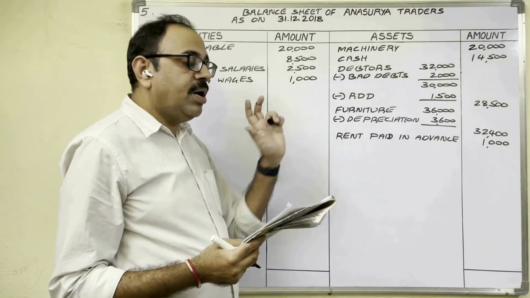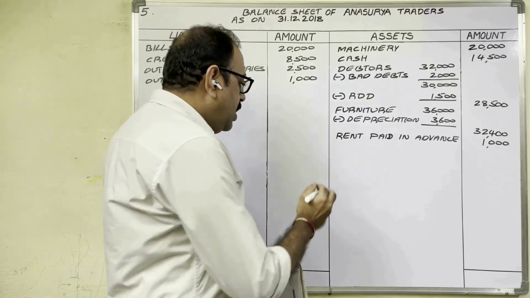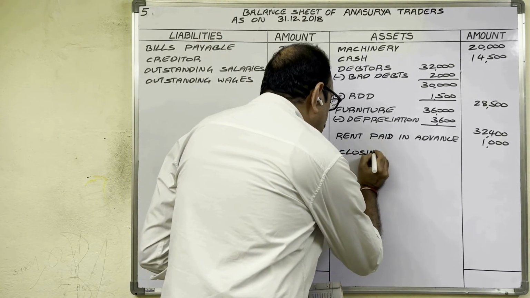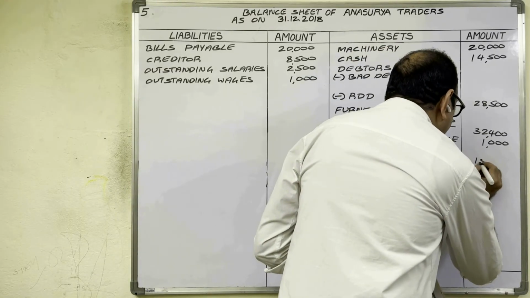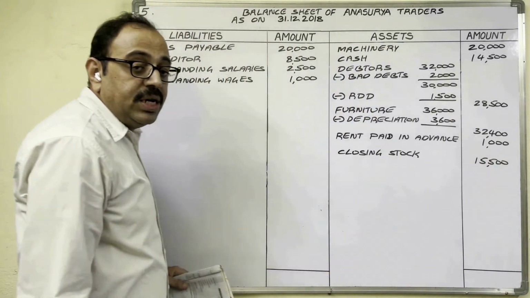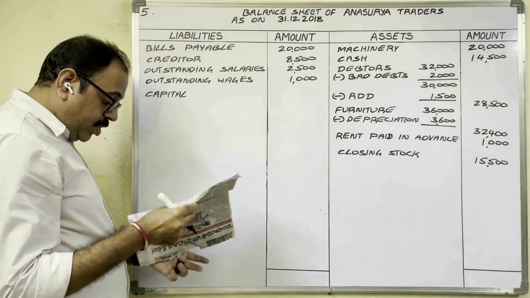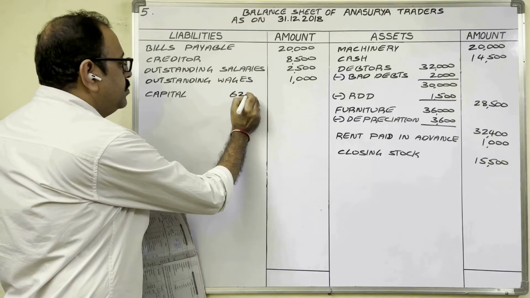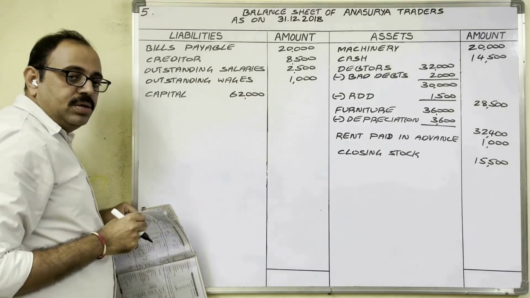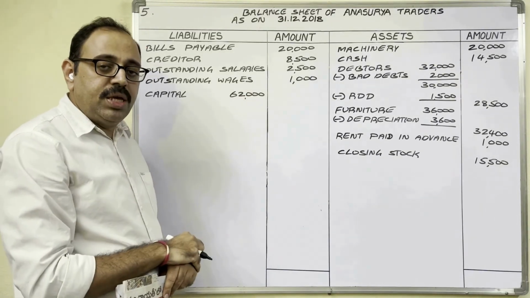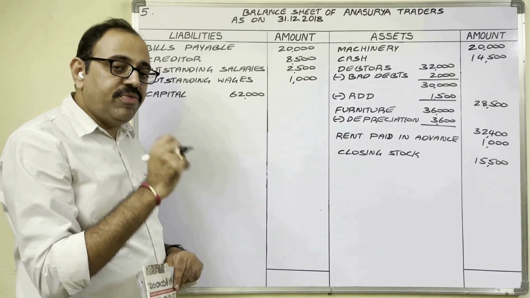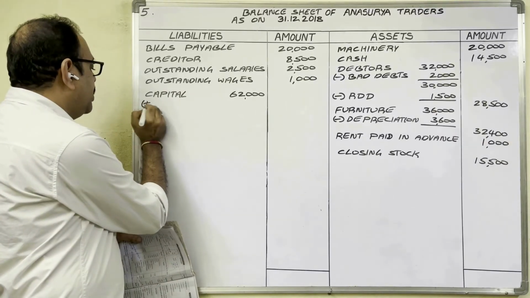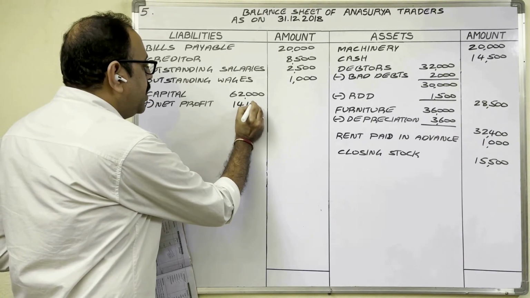Depreciation on furniture completed. So finally, under asset side, write down closing stock 15,500 rupees. Liability side, capital. Amount in inner column 62,000 rupees. Capital amount belongs to owner. Net profit is also owner's money. So in profit and loss account, net profit came. That amount we have to add to capital. Plus net profit. 14,180 rupees came.